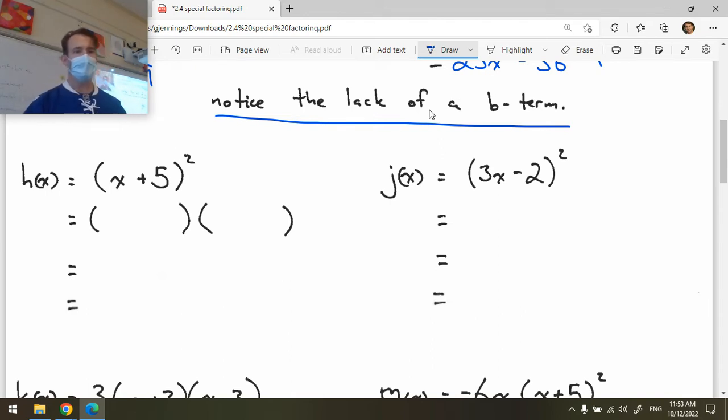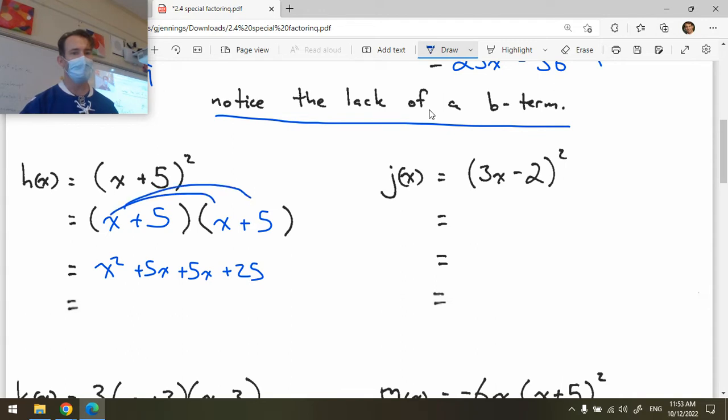Now these ones, if we're going to expand x plus 5 squared, you want to write that out as a multiplication: x plus 5 times x plus 5. And then we use FOIL to get x squared plus 5x plus 5x plus 25. First, outer gives us 5x, inner gives us 5x, and last gives us 25. So that simplifies to x squared plus 10x plus 25.